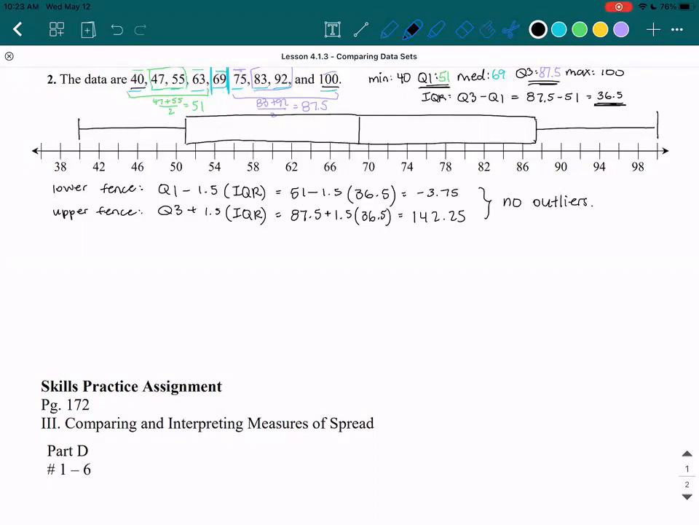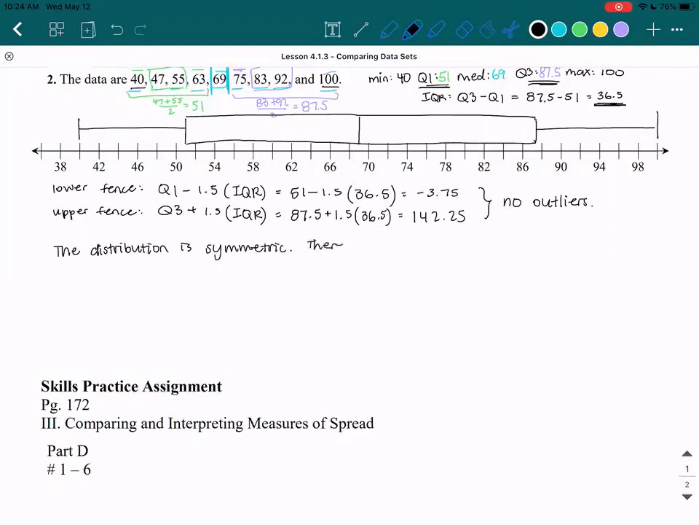Now the next step is to see if this is symmetric or skewed. Just looking at the graph, it looks very symmetric to me. It looks like the left side looks just like the right side. This is a symmetric graph, so I'm going to write that. The distribution is symmetric.